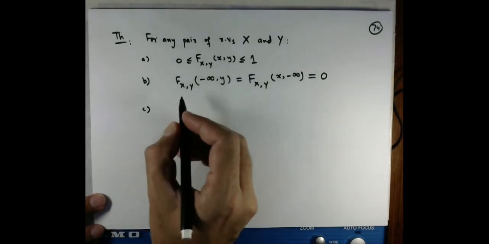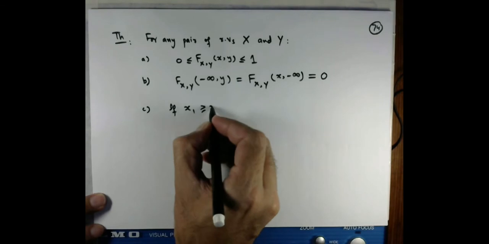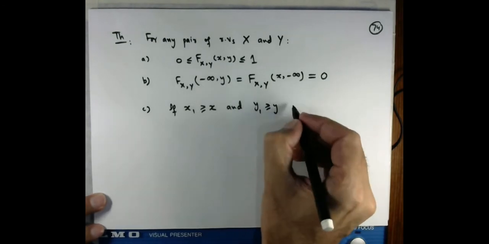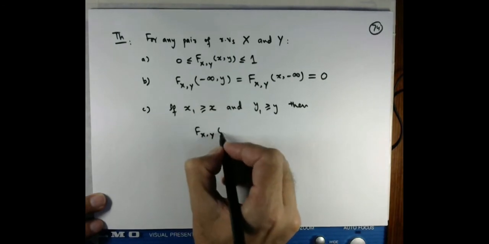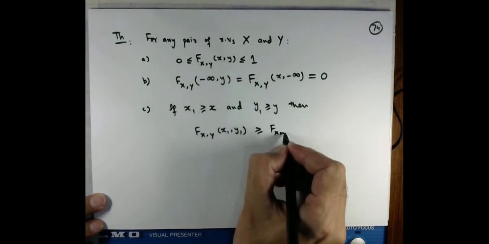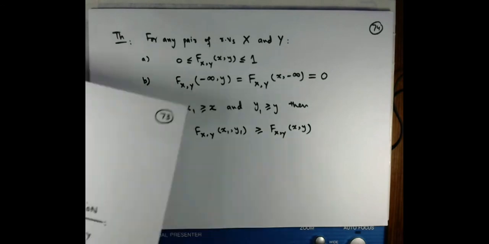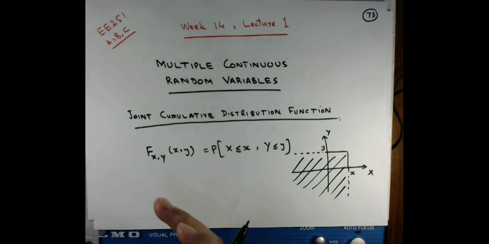And another important point in this theorem is that if we have some point x1 which is greater than or equal to x, and we have some point y1 greater than or equal to y, then obviously the CDF F sub x comma y of x1 comma y1 is greater than or equal to F sub x comma y of x comma y, which means all the higher ranges, areas in the CDF are obtained by adding all the previous probabilities.